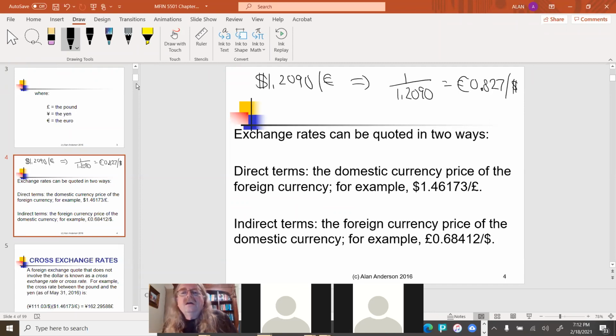Now, the direct terms quote is the domestic currency price of the foreign currency. So from the perspective of the US, this would be direct terms. Okay, because all goods in the United States are quoted as so many dollars per unit of that good. And so this is no exception. So we call this direct terms. But over here, this would be called indirect terms.